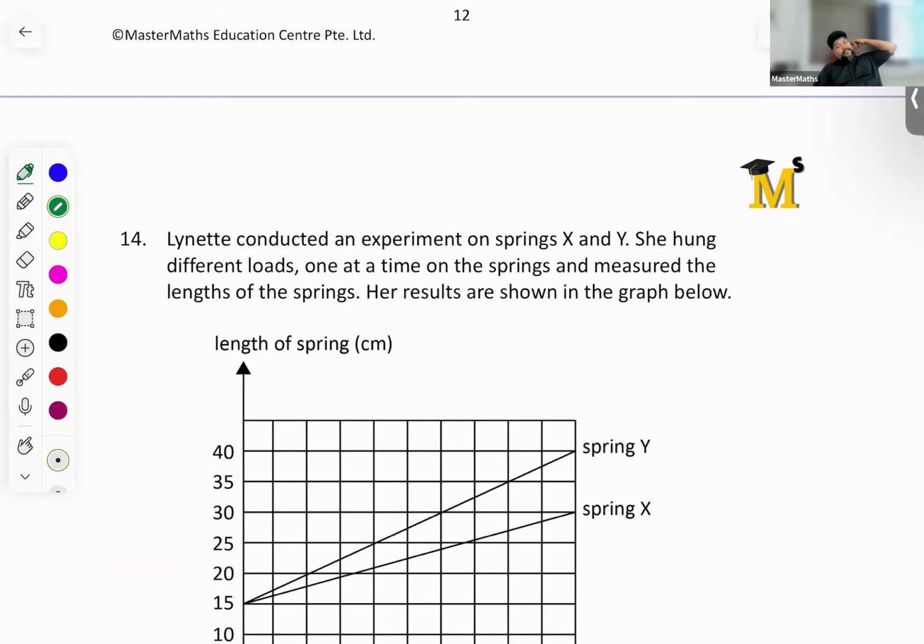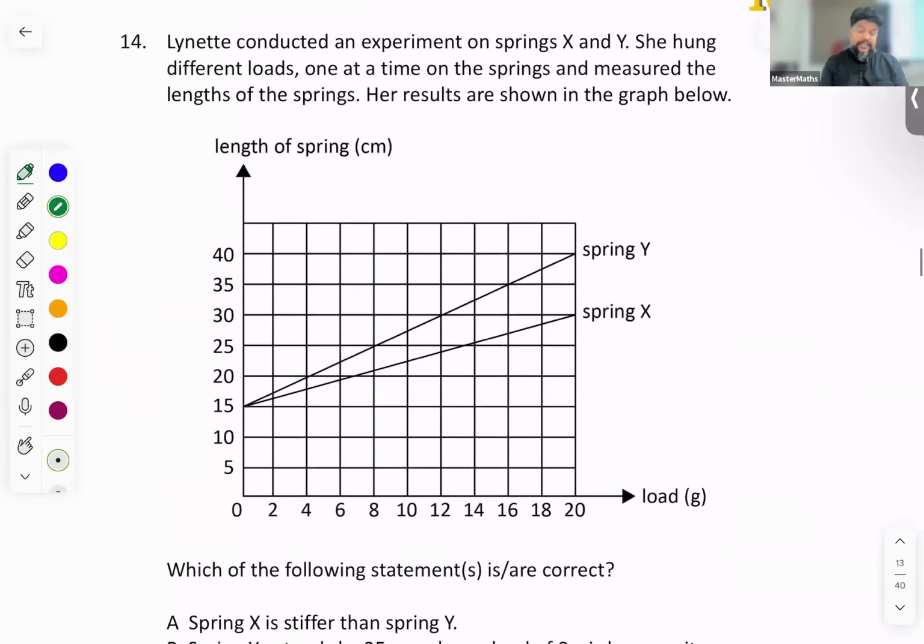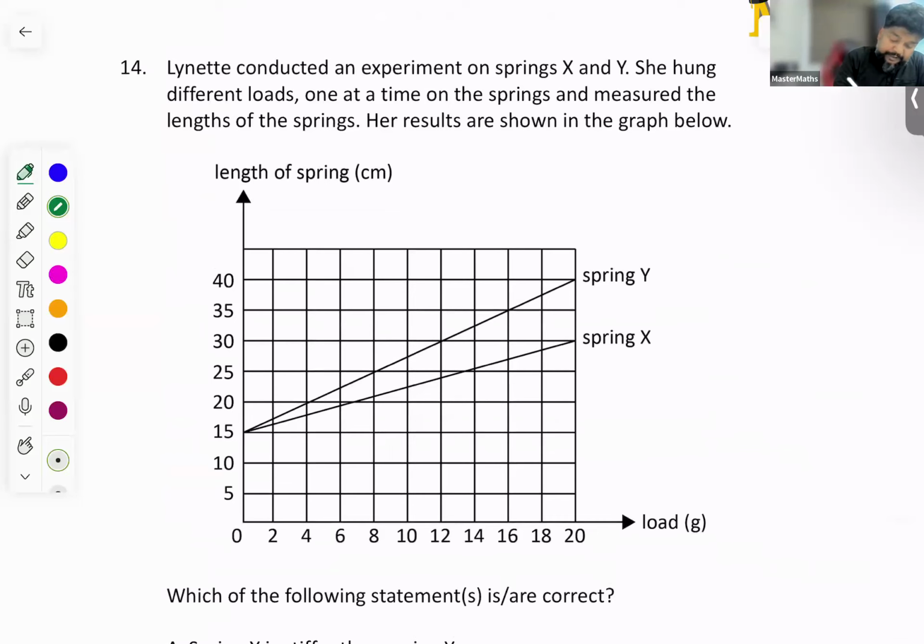Sarah, what's your answer for 14? 4. Okay. Now, if you look at this, they conducted an experiment using springs X and Y. She hung different loads one at a time on the springs and measured the length of the springs. So when it says 0, what is 15 cm? 15 cm is considered the original length of the spring.